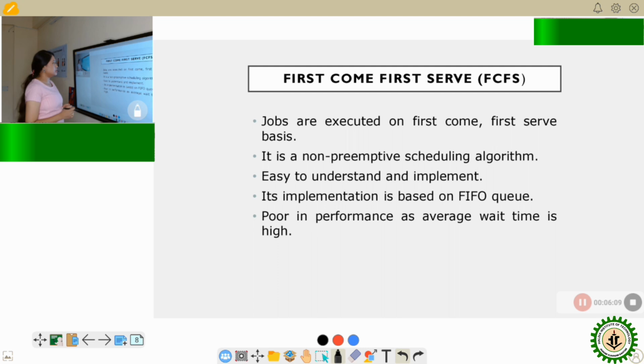Full time to get executed. Then we are just explaining the scheduling algorithms one by one. So first, first come first serve. This is one type of non-preemptive scheduling algorithm.